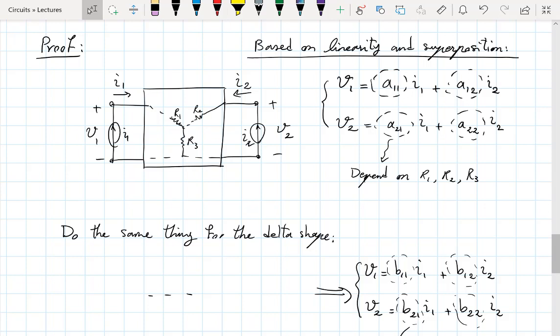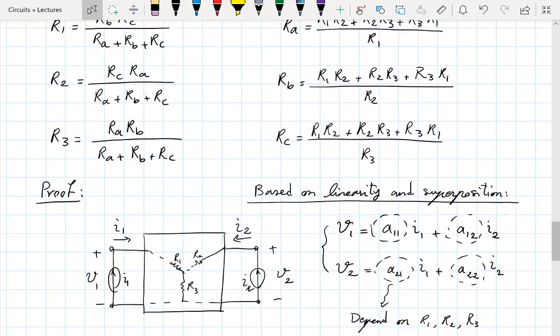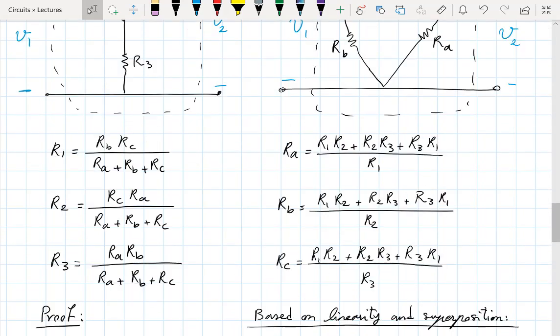So you can basically solve the circuit, get this A11, all the A's as a function of R1, R2, and R3. Then do the same thing for the next circuit. Do all the B's, write them as a function of RA, RB, and RC, and put the corresponding A's equal to the corresponding B's, and simplify, and you should get these formulas. You guys can do that on your own. It's a nice exercise for you to do at home.